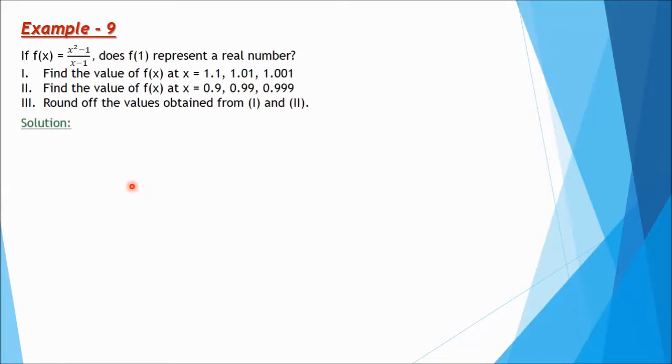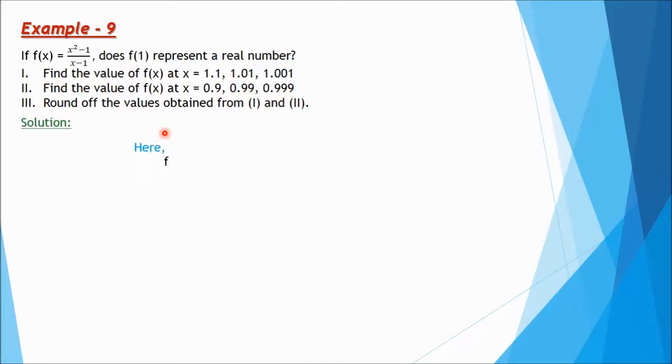Now example 9, you can see the question on your figure. We have to check, does f(1) represent a real number? We have to check when x is equal to 1, and then we have to find the value of f(x) at these points, and we have to round off the result from 1 and 2.